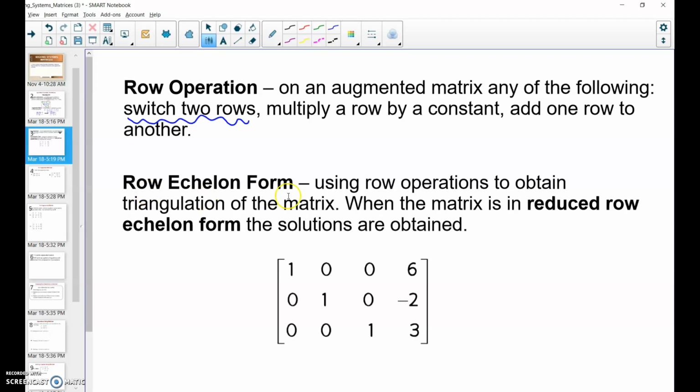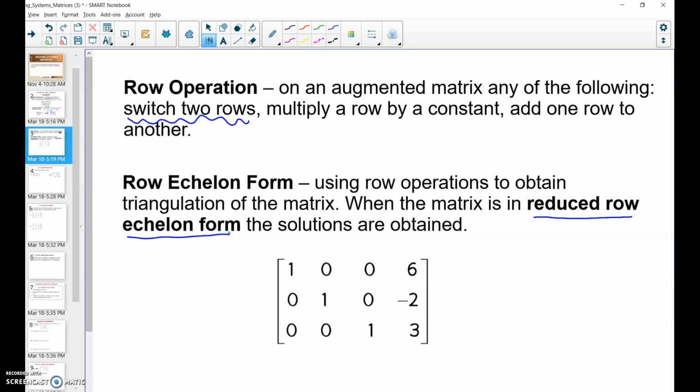Row echelon. Okay, so row echelon form is you're using row operations. So you're multiplying it by a number, you're adding rows together to obtain a triangulation of the matrix. Okay, so if we go back to that Gaussian elimination, you were trying to get it into triangular form. So once you have attained triangulation of the matrix, you do that with row echelon form, then it is in reduced row echelon form.